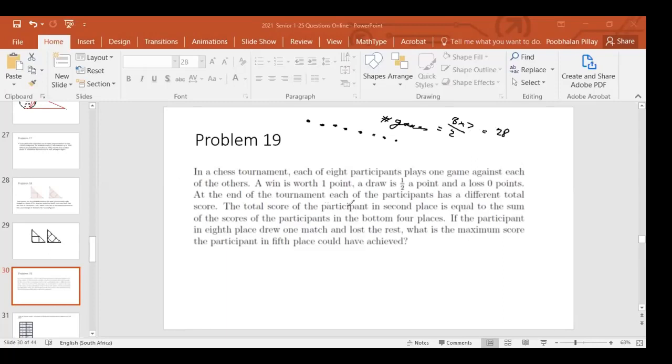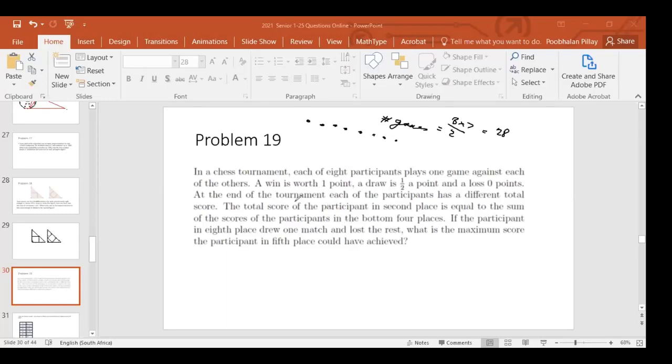A win is worth 1 point, a draw half a point, and a loss 0 points. Now, at the end of the tournament, each of the participants has a different total score. So the 8 people get a certain score because each one plays 7 games actually. They play everybody else, and they have a total score. The maximum score you can get is 7 because each one plays 7 people. A draw is worth half a point. Now, they all got different scores.